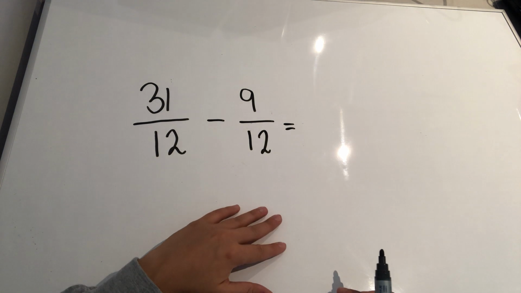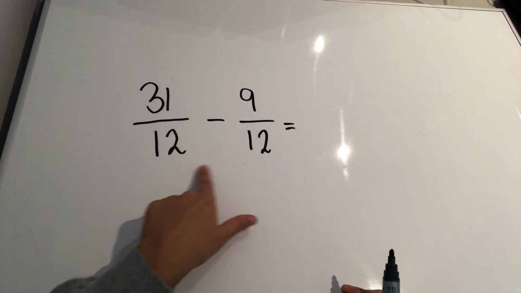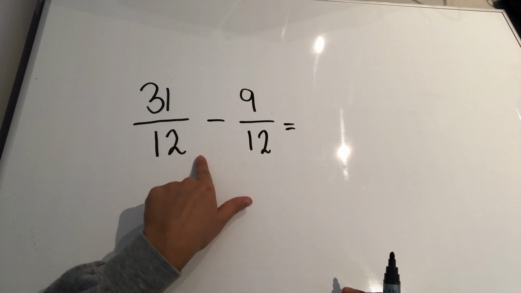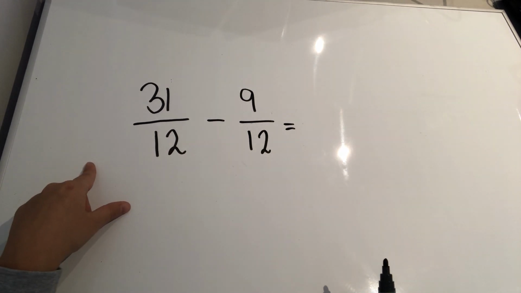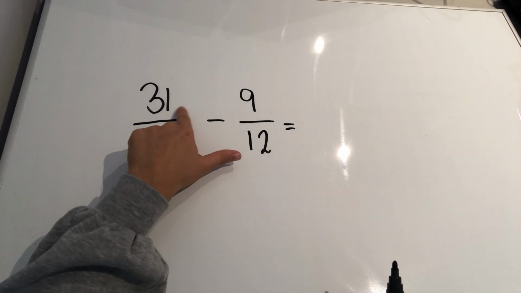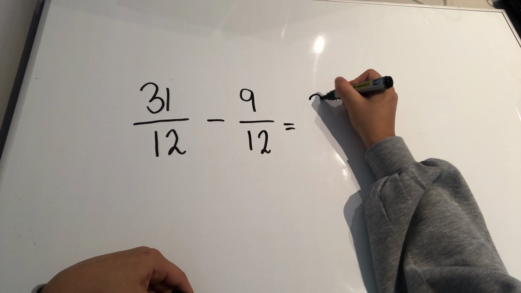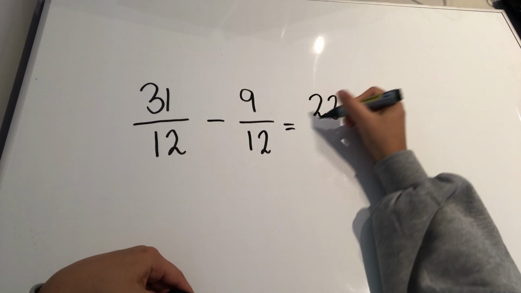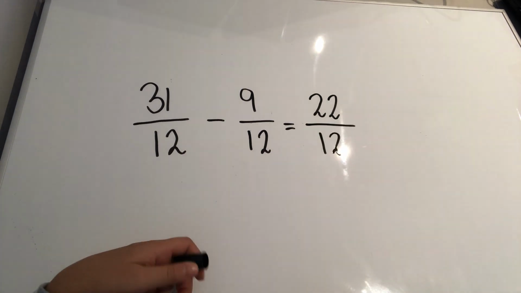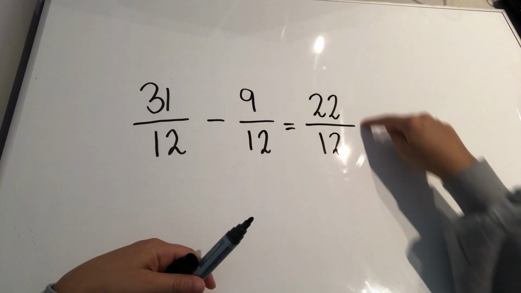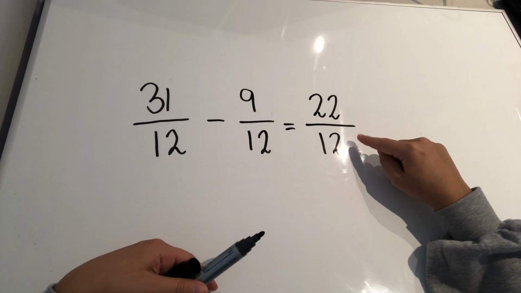So we're going to follow through the steps like we did yesterday. Step number 1 is check, are our denominators the same? Yes, they both have 12 as a denominator. Step 2, subtract our numerators. So 31 subtract 9 is 22 over 12, because our denominator stays the same. This is our answer. So now you can see that our answer is in an improper fraction form.